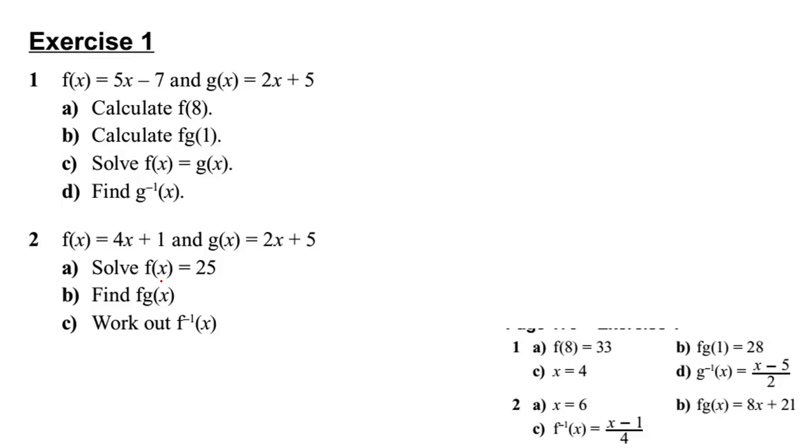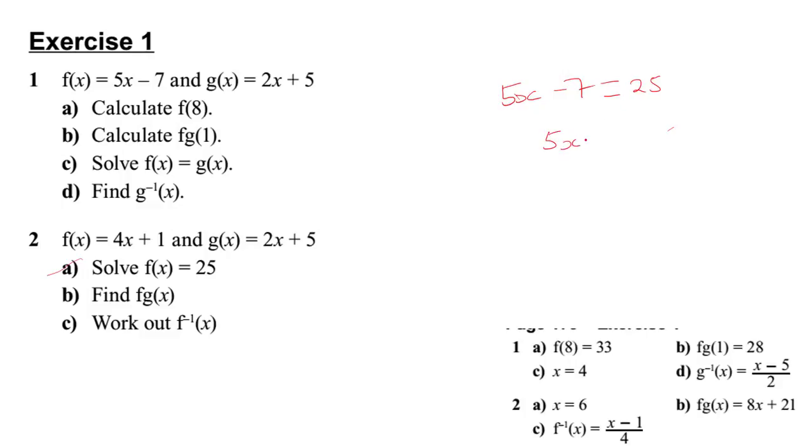So I hope you've tried them. I'm just going to really quickly try to do question 2a for you, which says solve the equation f of x equals 25. Now, what is f of x? f of x is 5x minus 7, and what they're saying is that it equals 25. So you just equate that to 25, and then you solve this as you normally do.